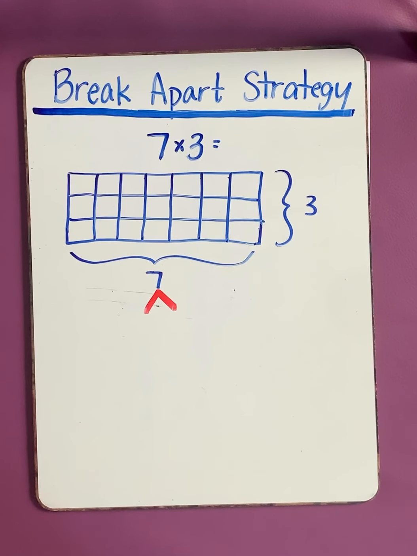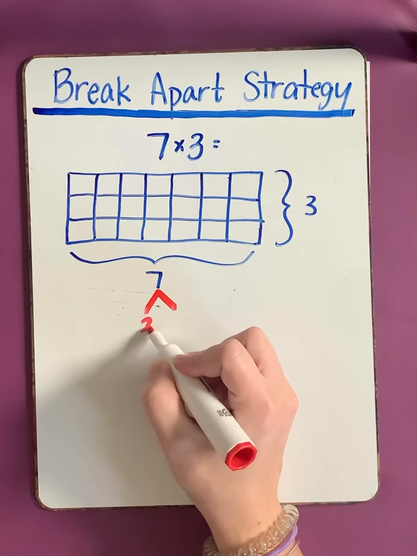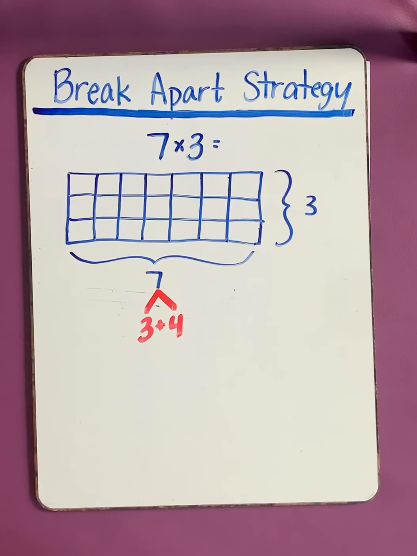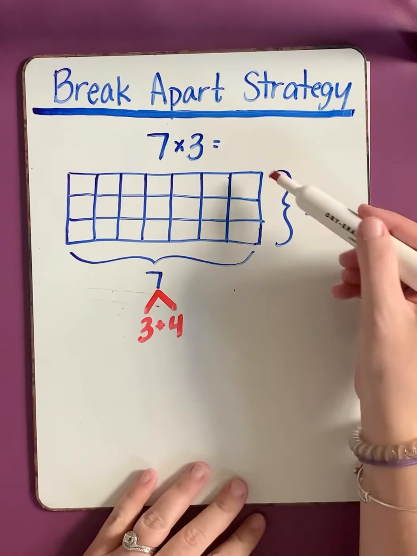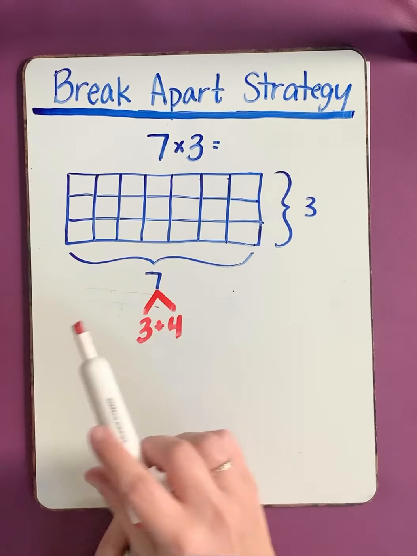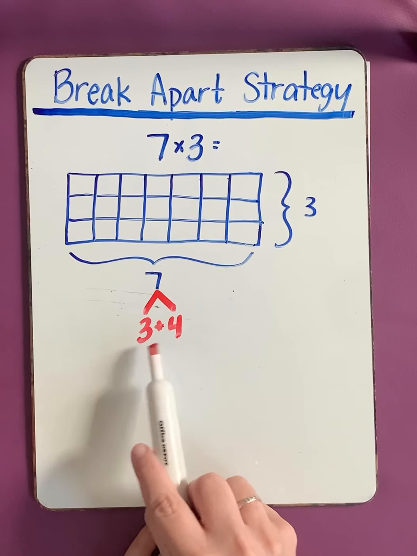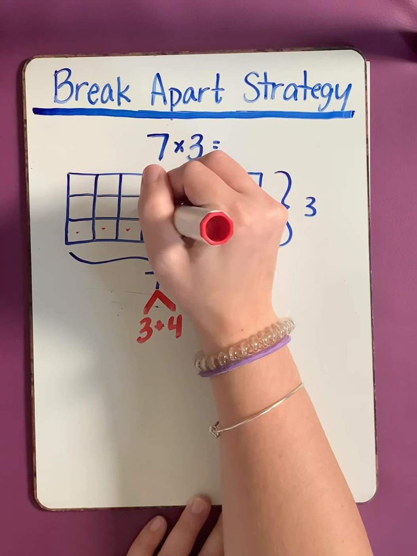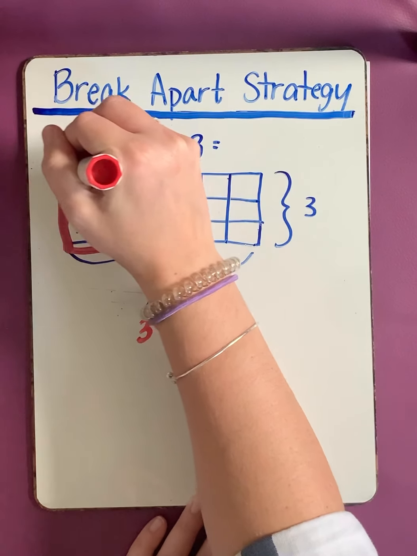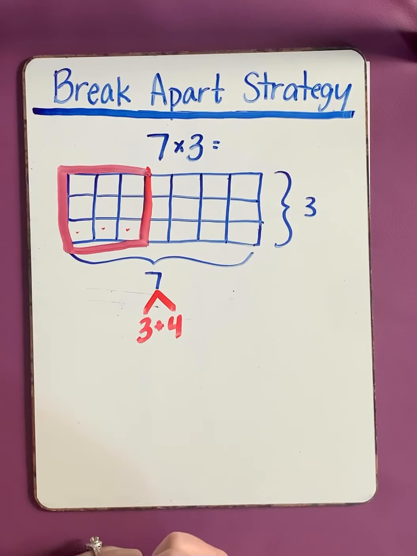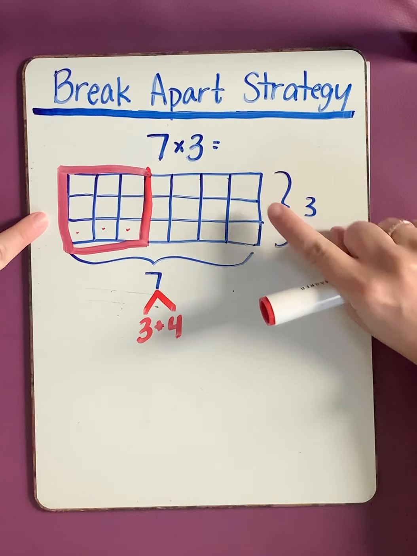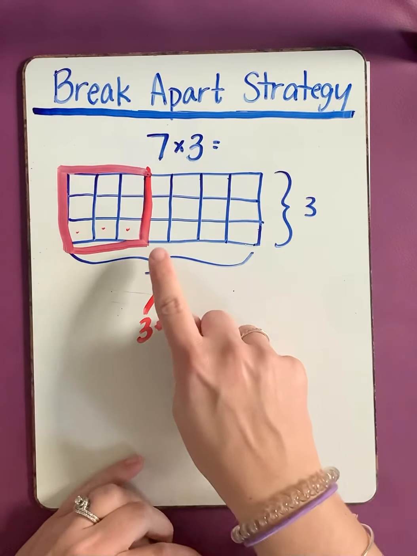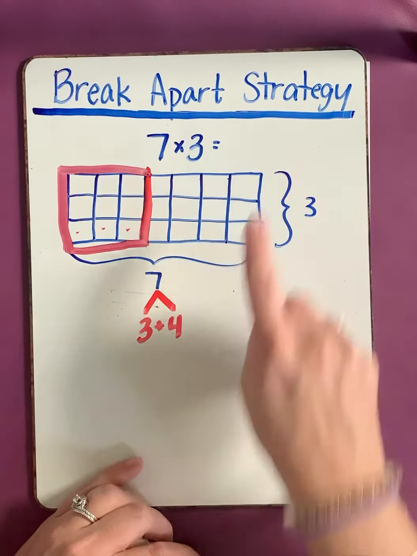So for example, I could break it up into 3 and 4 because 3 plus 4 is going to give me that 7. So what that just means is I'm going to take this array and I need to break this 7 up. If I'm going to break it up into an array of 3 and an array of 4, I'm going to do 1, 2, 3, and that's where I'm going to break it up, right here. Now you can see I have two separate arrays. One of them is now 3 by 3, and then this one is 4 by 3.